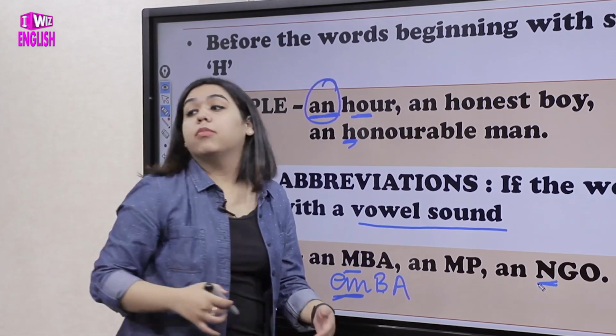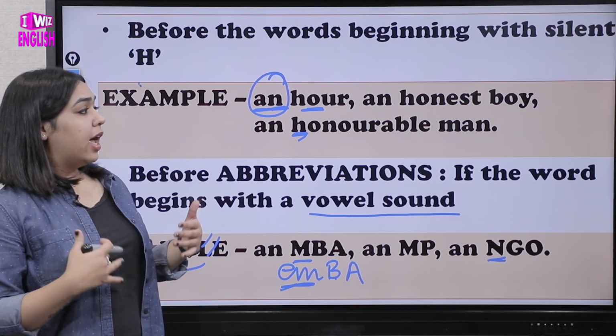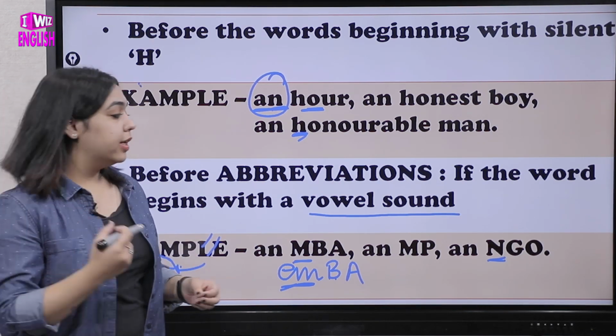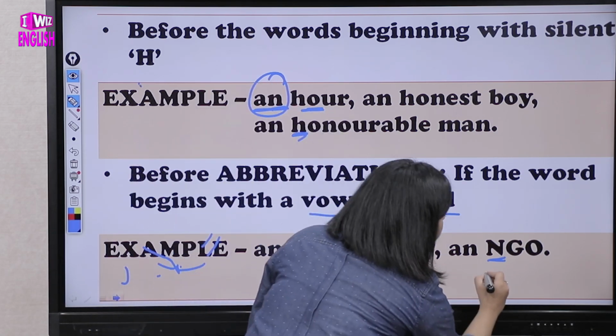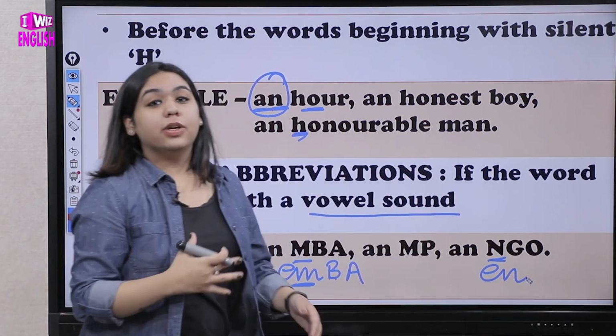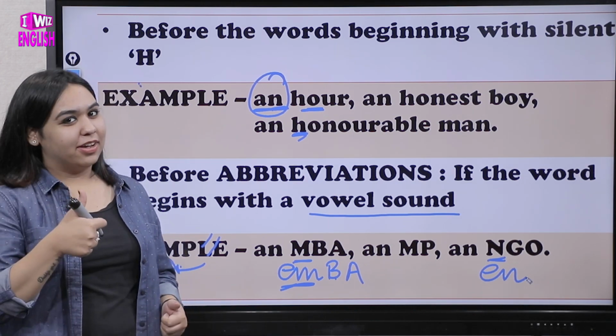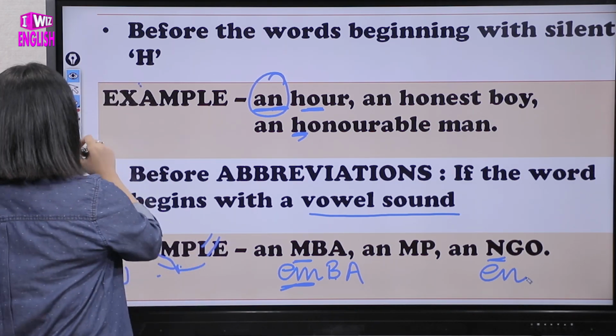Again the case is the same. Now some people will say that an NGO is not right. It works because if you listen carefully, N is again "en". So we'll say, I am working for an NGO. Correct. Let's move on.